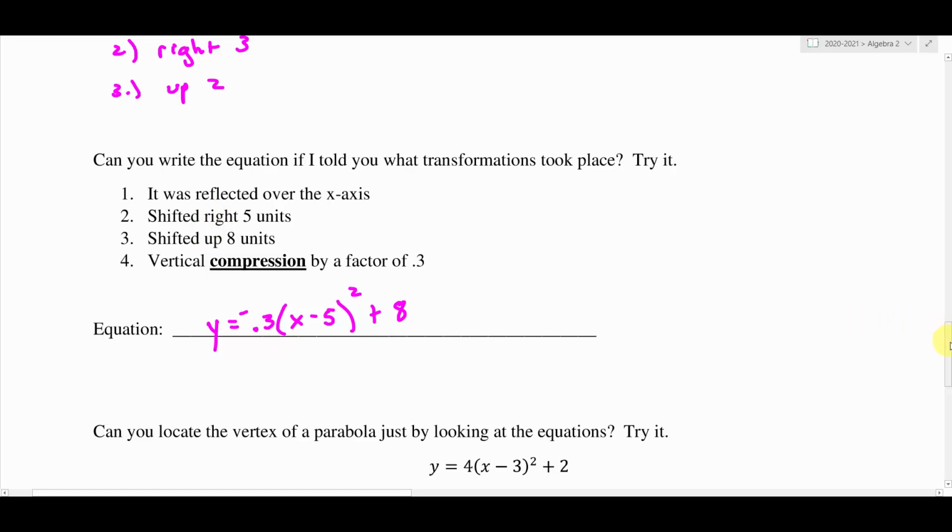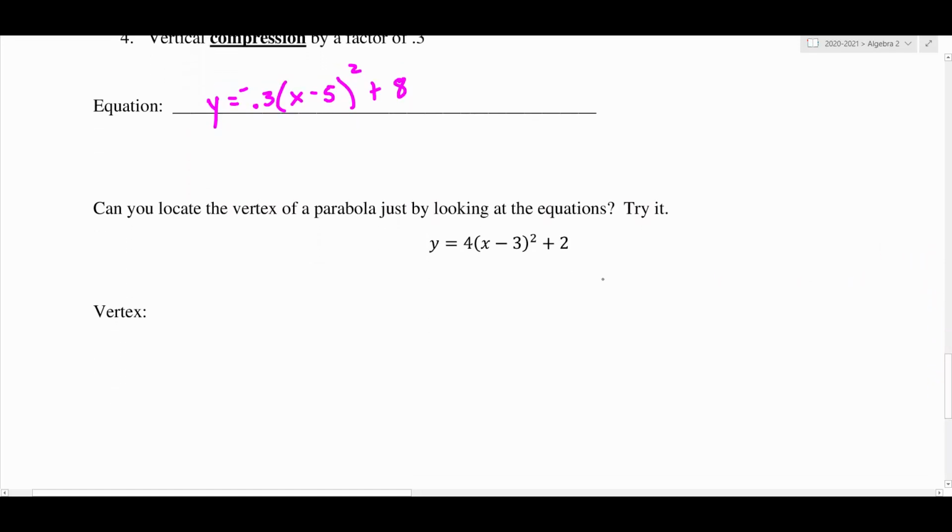The last type of problem we're going to talk about today is simply finding the vertex. Can you locate the vertex of a parabola just by looking at the equation? And as it turns out, you can. We only need two values, the h and the k. When I write my vertex, my x-coordinate is given to me by the h value. Since that's a -3, I'm going to put a +3 here, and since that's a +2, I'll put a +2.